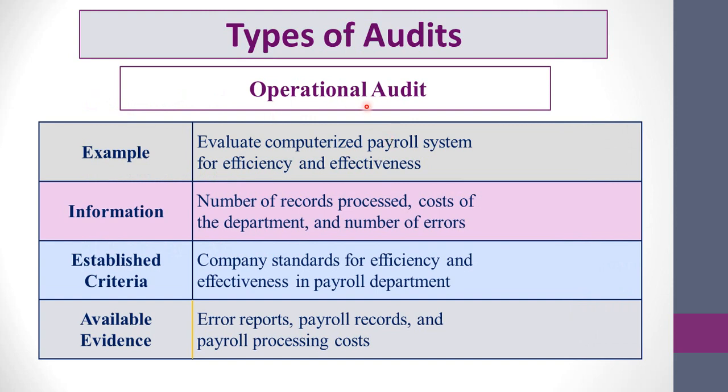First type of audit is operational audit. أول نوع هندرسه هو operational audit. What is the meaning of operational audit? Operational audit is a study of a specific unit of an organization for the purpose of measuring its performance.